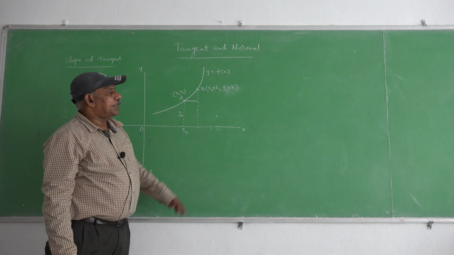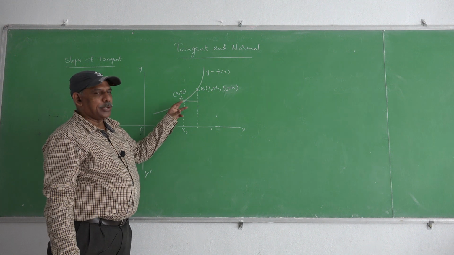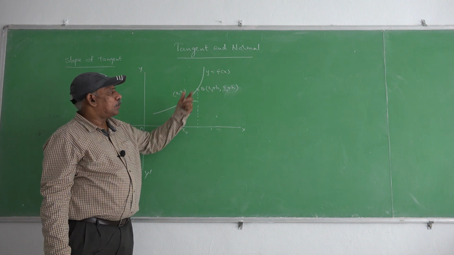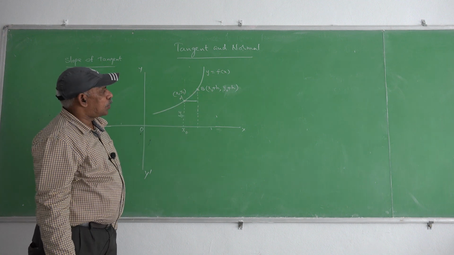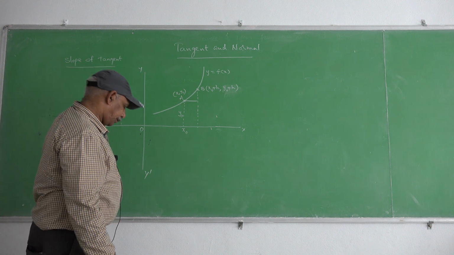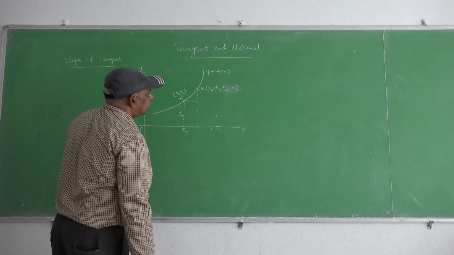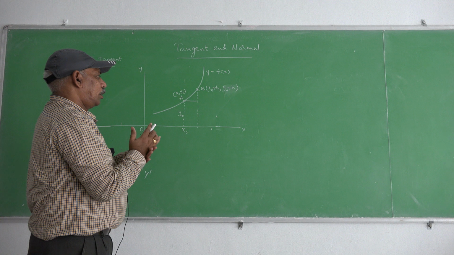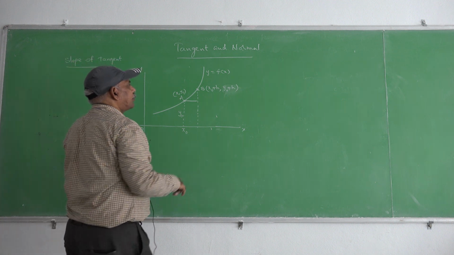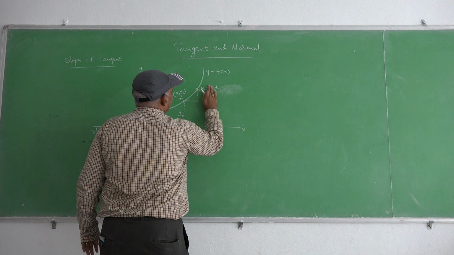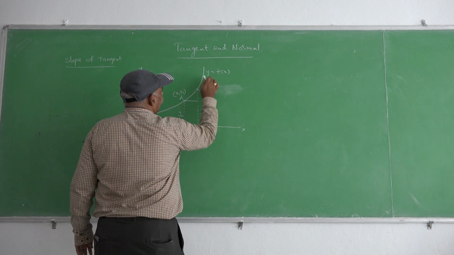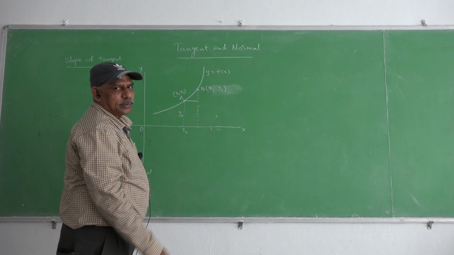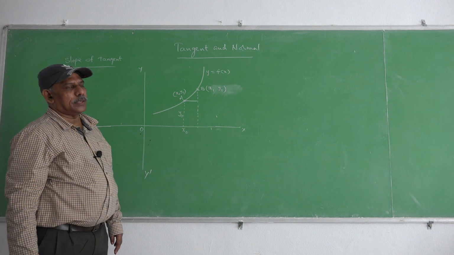Let us take a closer point to A on the curve, where that closer point's coordinates are considered as (x naught plus h, y naught plus h). Or let this be (x naught, y naught), or let it be (x1, y1). You can take it like that, (x1, y1).